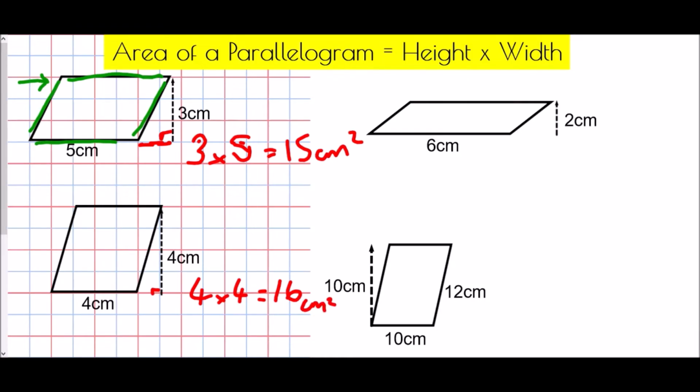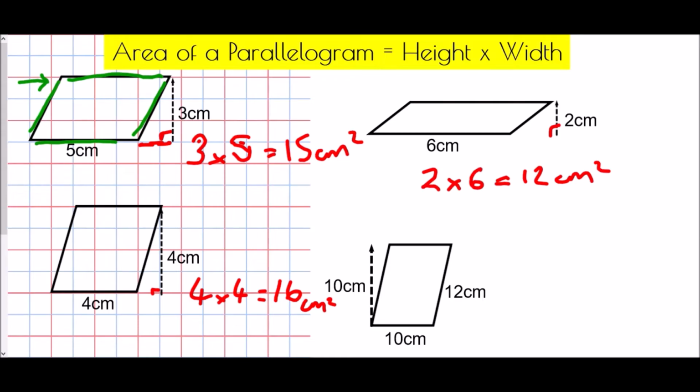Taken away from the grid, if we were just given the shape itself, we still need to be thinking about the height, which is perpendicular to the base, in this case 2 centimetres. 2 times 6 equals 12.